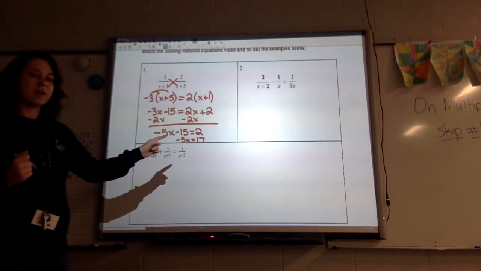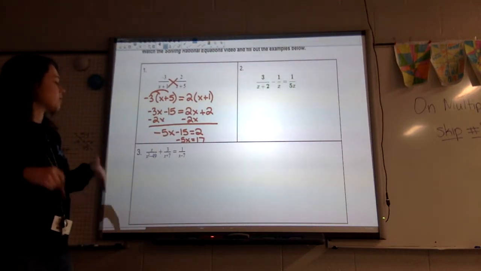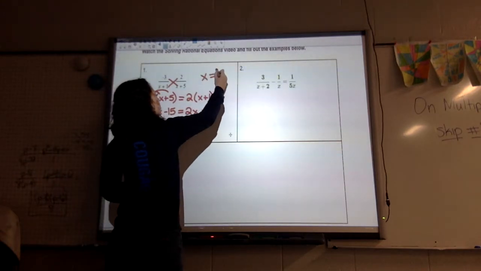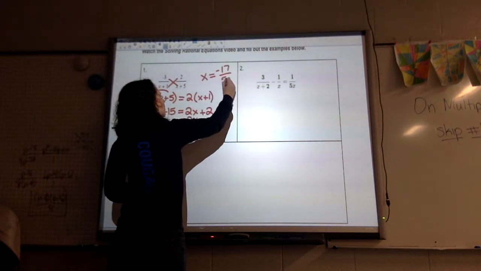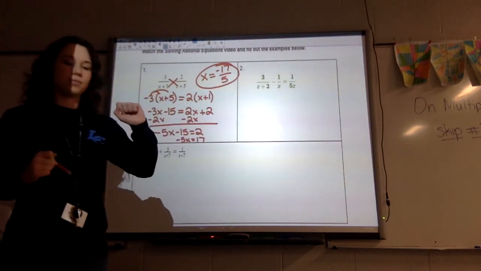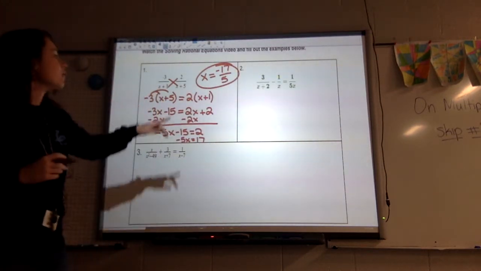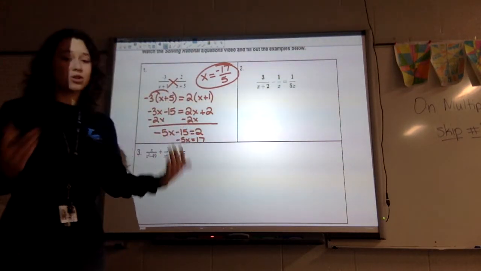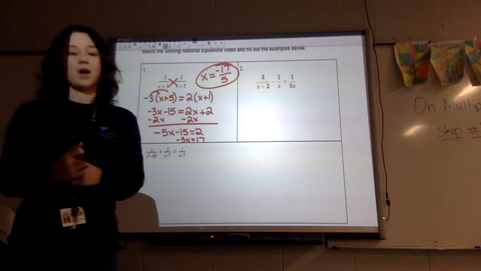And your very last step there to get x by itself is to divide by negative 5. So your final answer is x equals negative 17 over 5. And you are done right there. That's your answer. Now, if you got a fraction that could simplify, you would go ahead and simplify it, but there is nothing in common between 17 and 5. Okay?